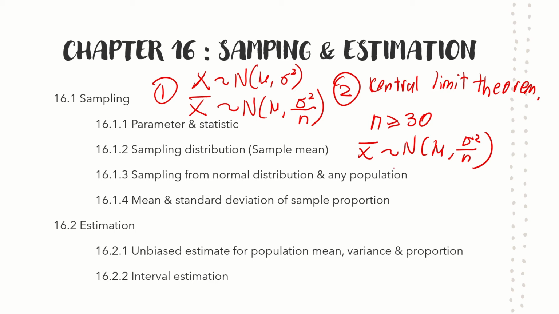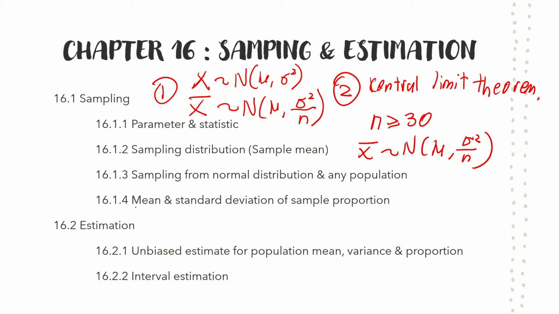This is the concept you have to know. Although the question does not say that the population is normally distributed, if the sample size is more than or equal to 30, then the sampling distribution will be normally distributed with the mean and variance divided by n. These are the two concepts you have to know. Okay.